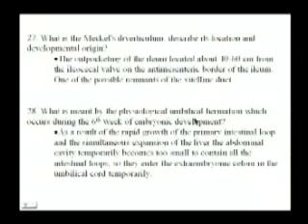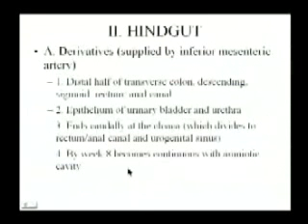So what is meant by the physiological umbilical herniation, which occurs during the 6th week of the embryonic development? As a result of the rapid growth of the primary intestinal loop and the simultaneous expansion of the liver, the abdominal cavity temporarily becomes too small to contain all the intestinal loops, so they enter the extraembryonic coelom and the umbilical cord temporarily. So now we can wind it up by talking about the hindgut.